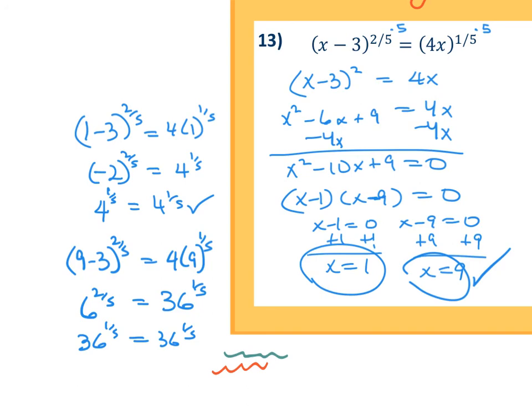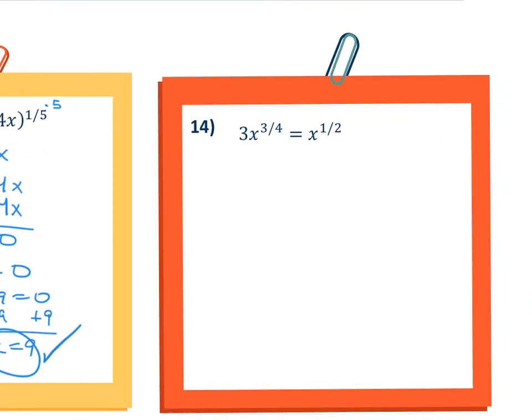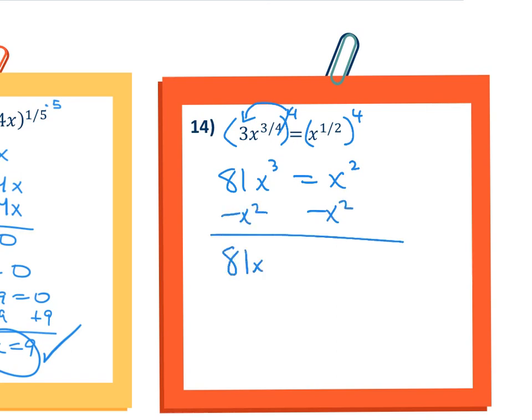Last example. So again, I want to get rid of the fraction exponent. So I'm going to raise both sides to the 4th power. That'll cancel that. Now, this 4 will also go to the 3. So 3 to the 4th power is 81 x cubed. And then here it becomes x squared. Set it equal to 0. 81 x cubed minus x squared equals 0. Factor GCF out of x squared.